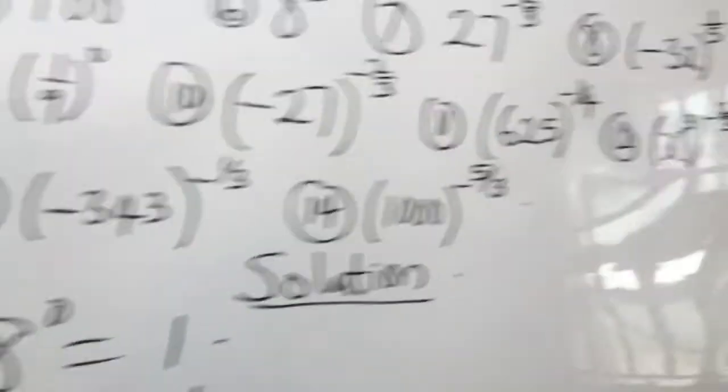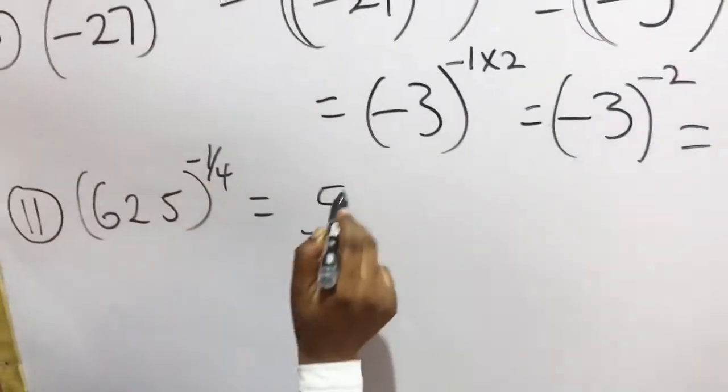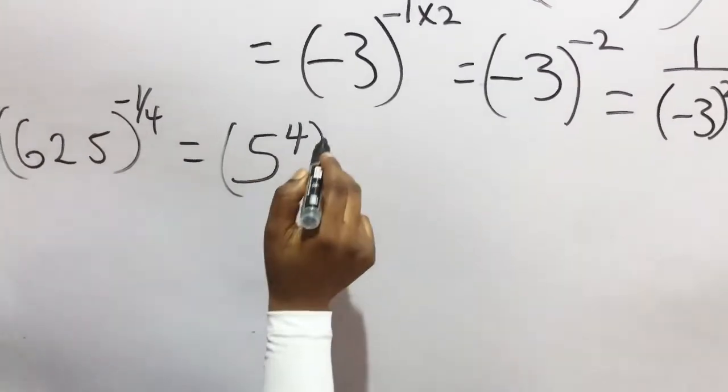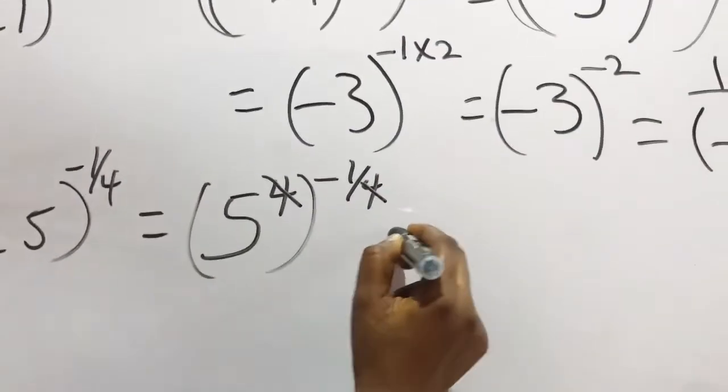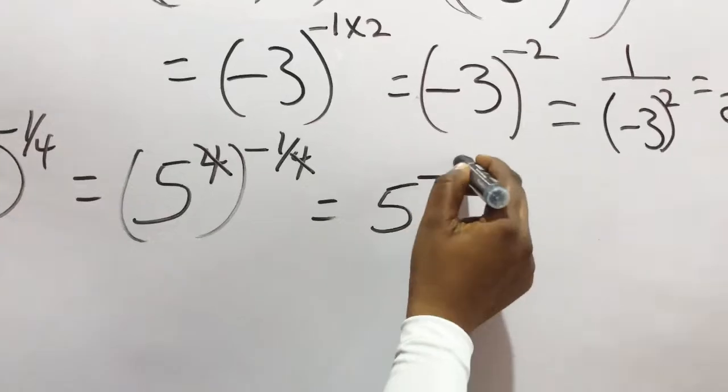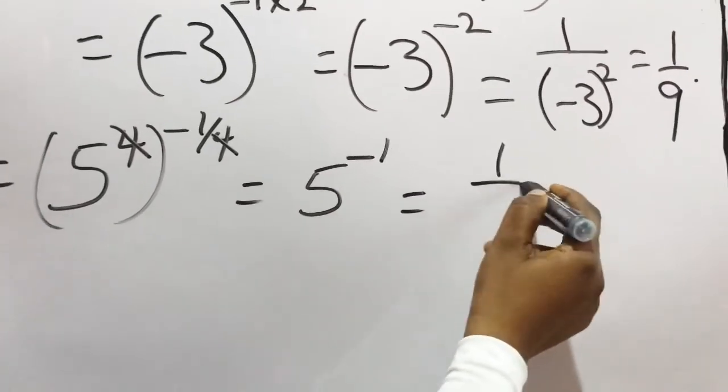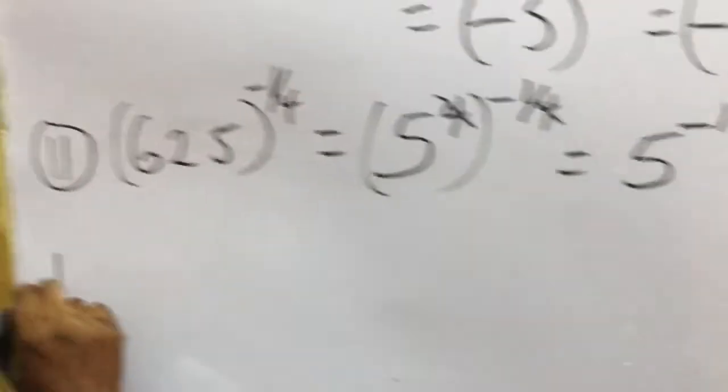625 raised to the power of minus 1 over 4 will be equal to 5 raised to the power of 4, raised to the power of minus 1 over 4. So this 4 will cancel this 4. So it's equal to 5 raised to the power of negative 1, and that is equal to 1 over 5. Number 12.